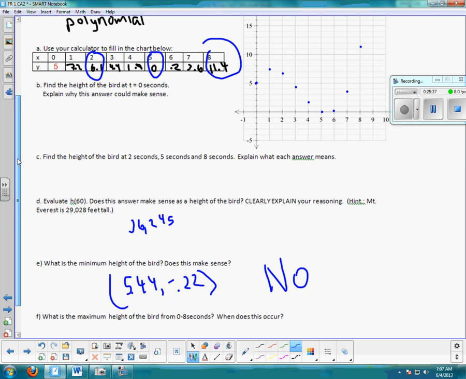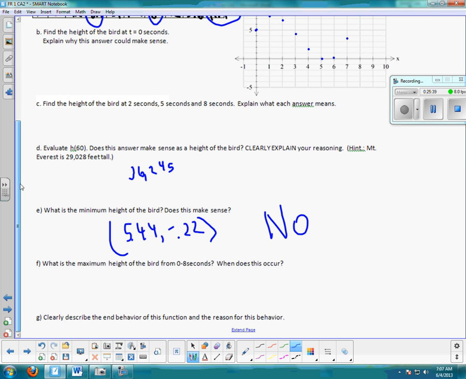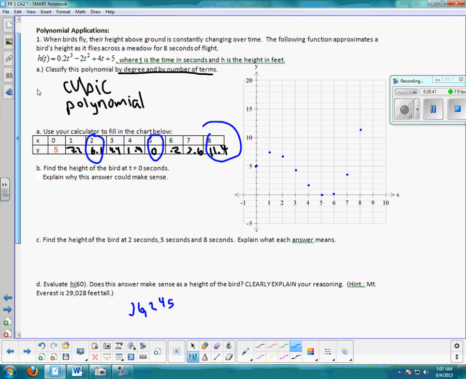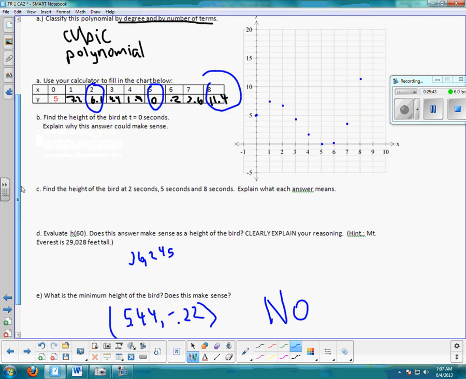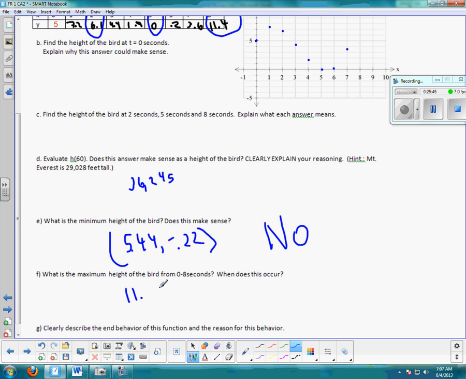What's the maximum height of the bird from 0 to 8 seconds? Well, from 0 to 8 seconds, it is highest at 11.4, and this occurs at 8 seconds.